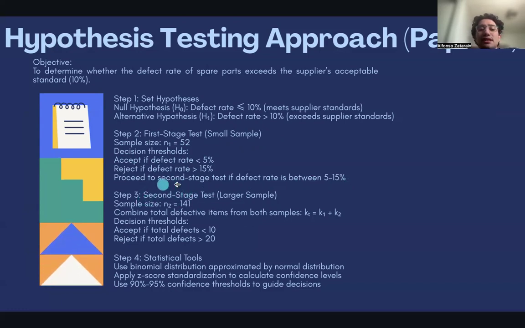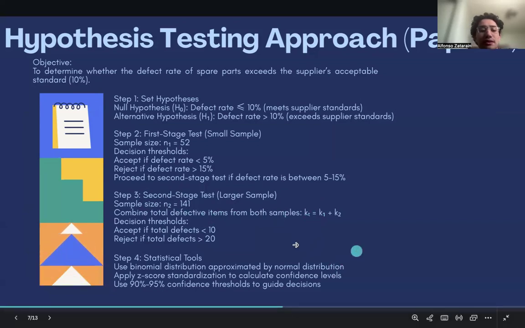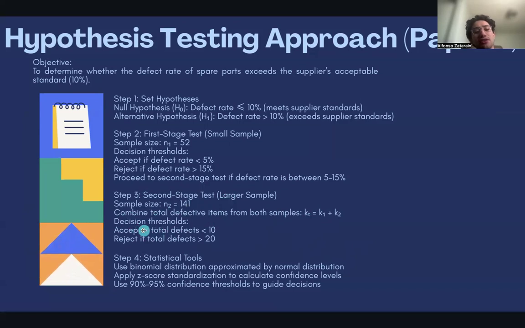Here, the second stage test, which would be with a larger sample, as earlier mentioned. And here our sample size would be 141. We combine the total defective items from both samples, which would be K total, which would be K1 plus K2, an easy formula. And the decision thresholds would be that we accept if total defects are greater than 10, and we reject if total defects are less than 20.